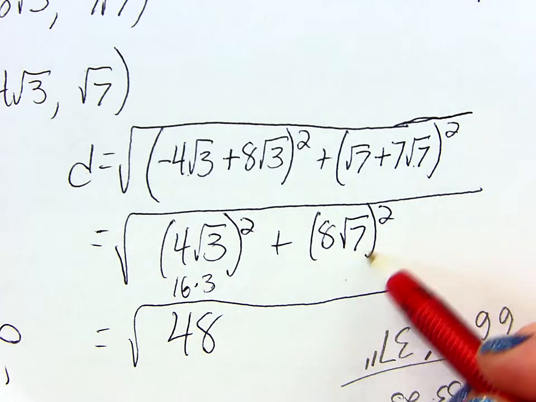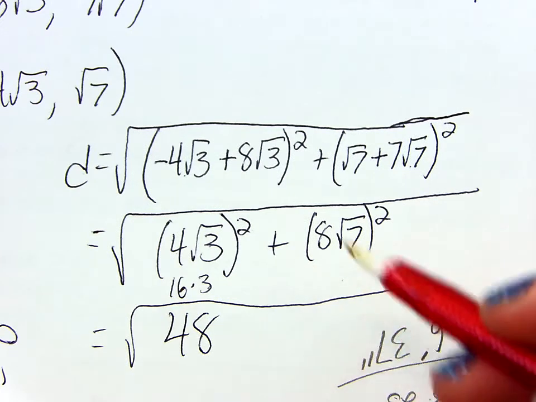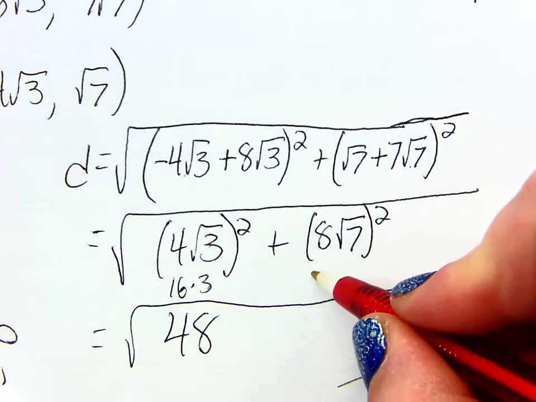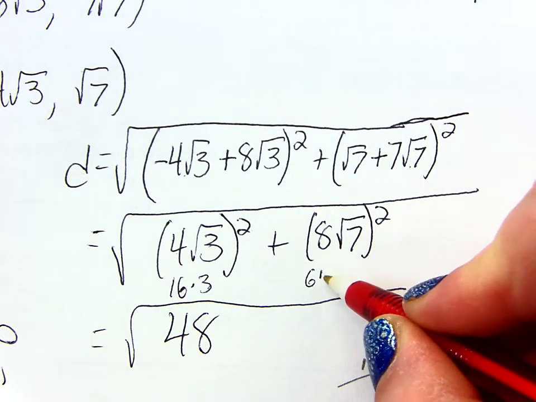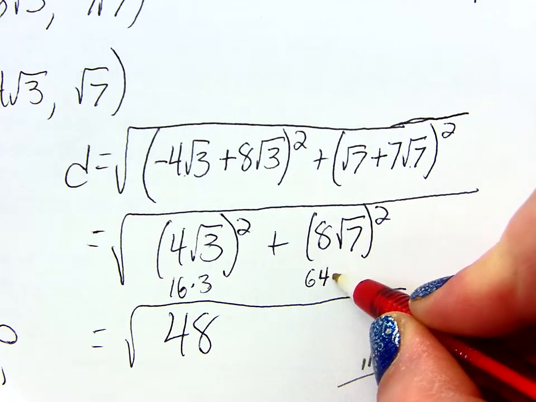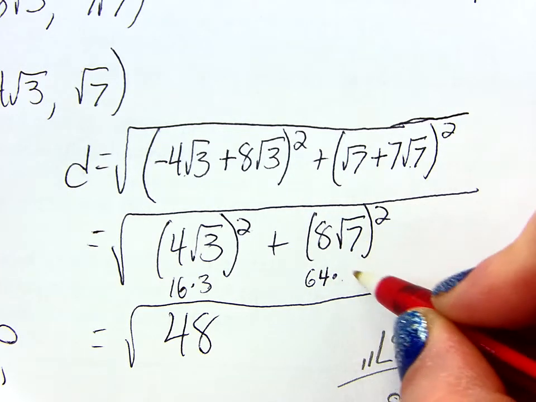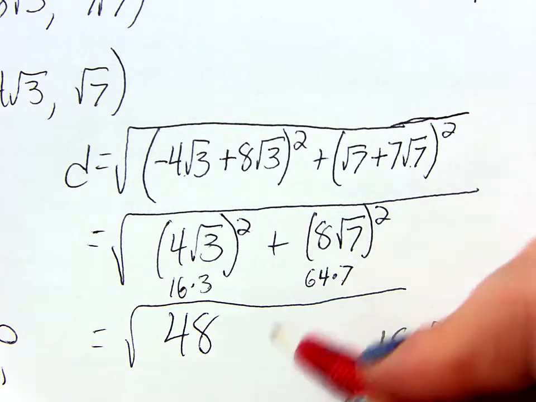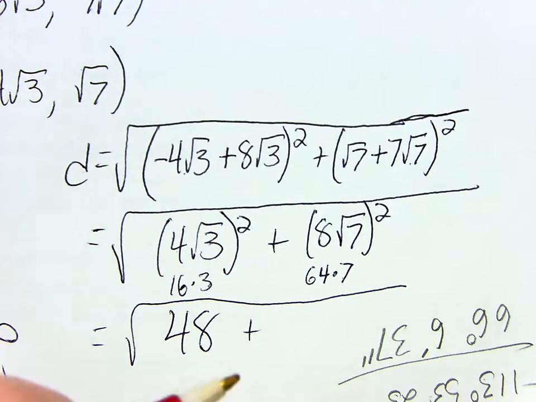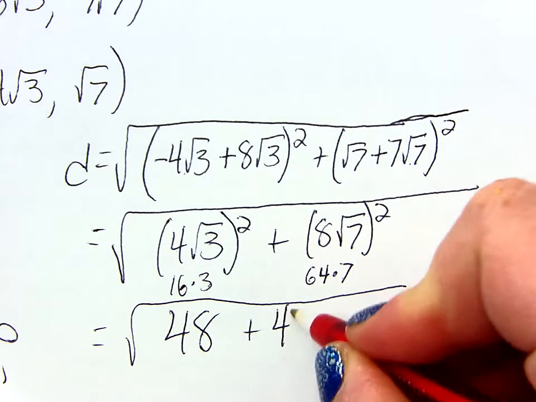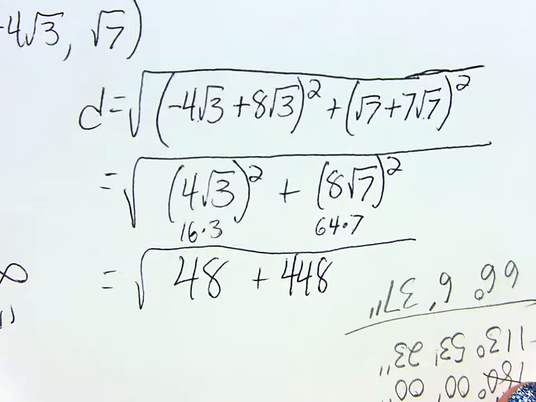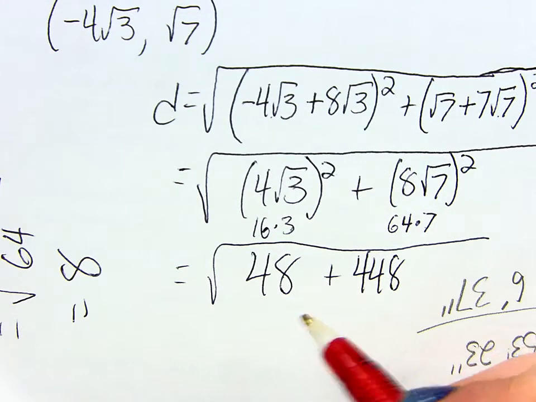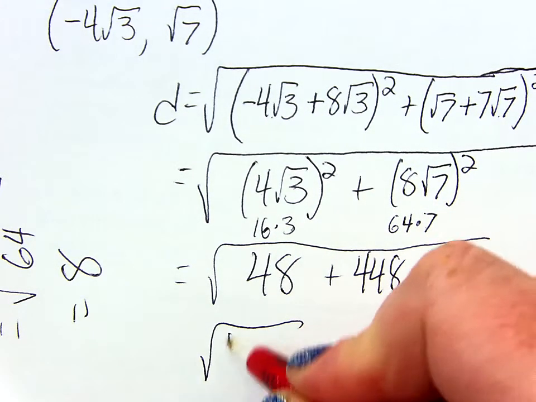Do the same thing over here. What would 8 root 7 squared get me? 64 times, oh, be careful. Just 7, right? Because it's square root. So 64 times 7, 448 is right. So now, you got to add those two together. 496, you say?